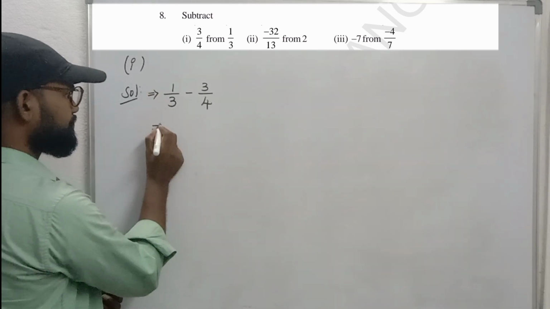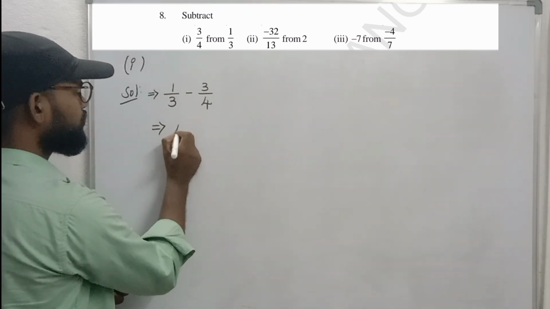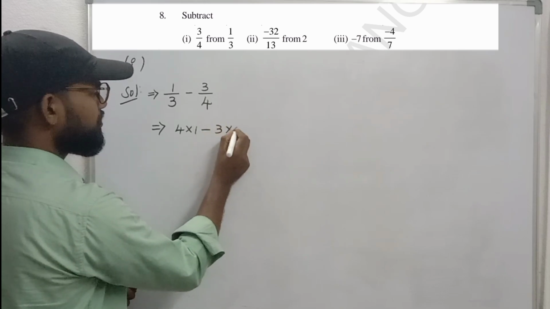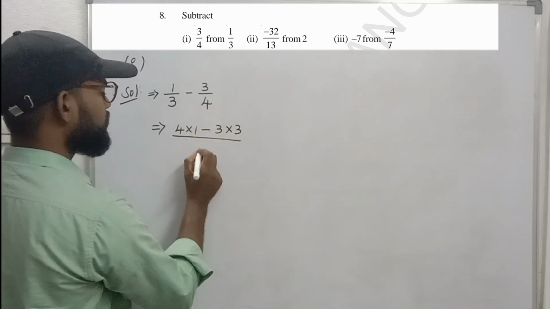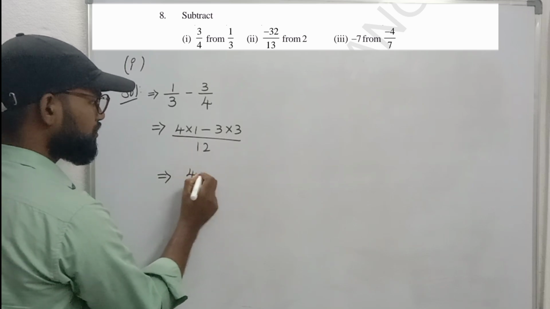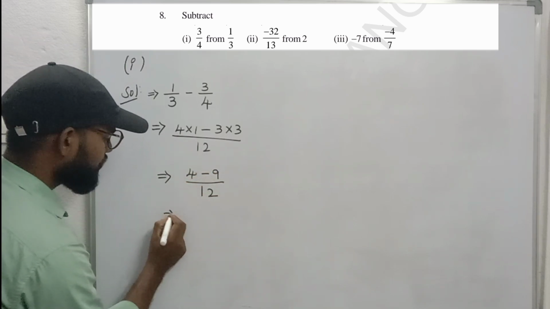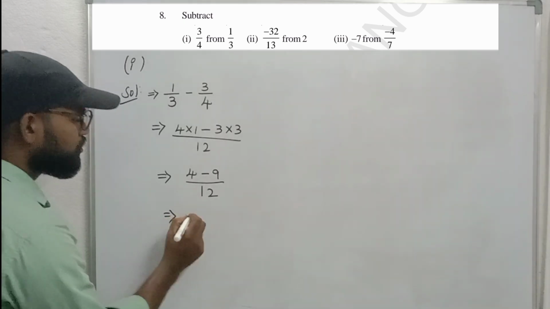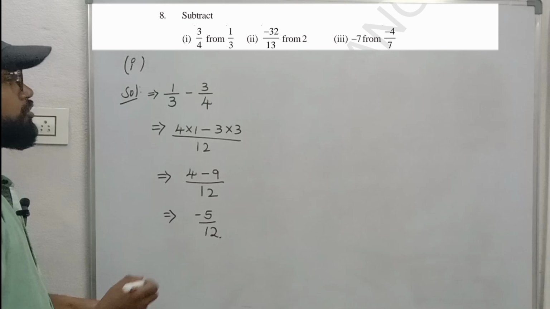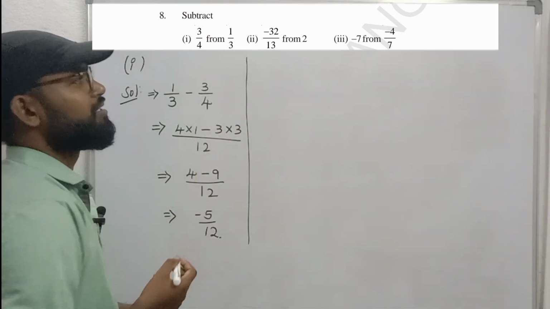See here. Now cross multiply in the butterfly method. 4 1s are 4. 3 3s are 9. Yes or no? 4 3s are how much? 12. So 4 1s are 4 minus 9 by 12. 4 minus 9 is a negative number, right? So minus 5 by 12 is your answer. Clear everyone? So don't get confused here. Okay. Next question is what?